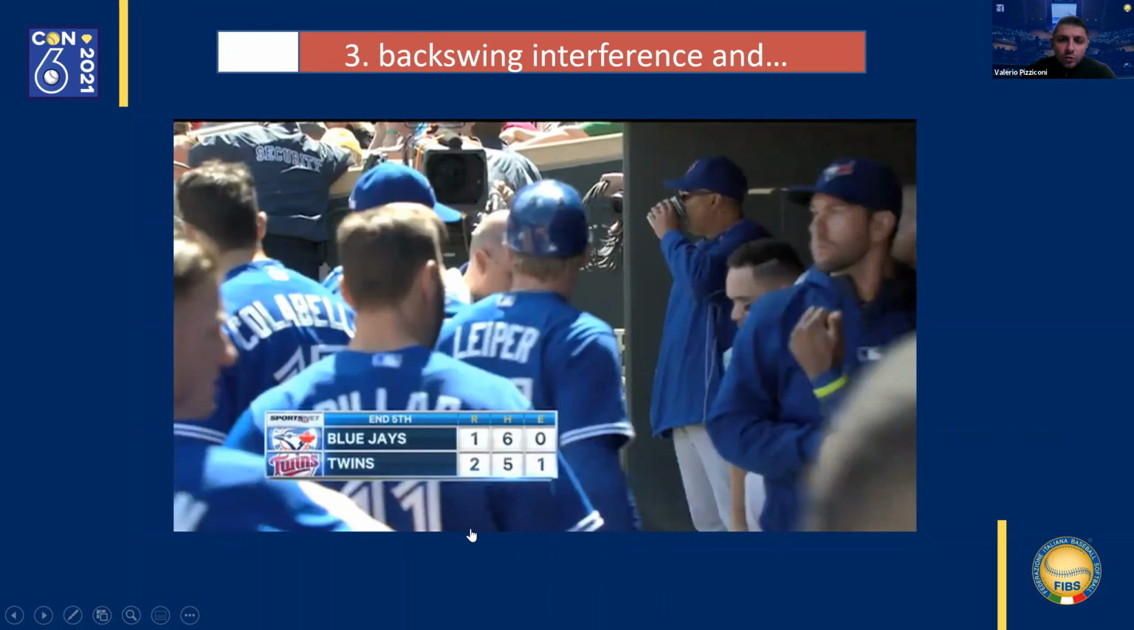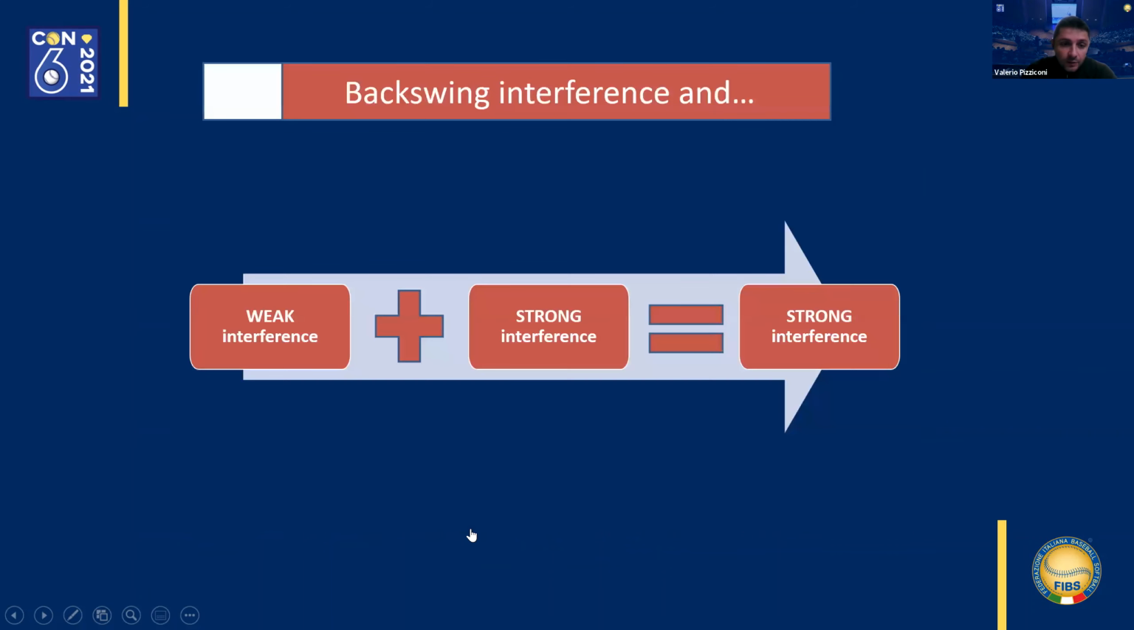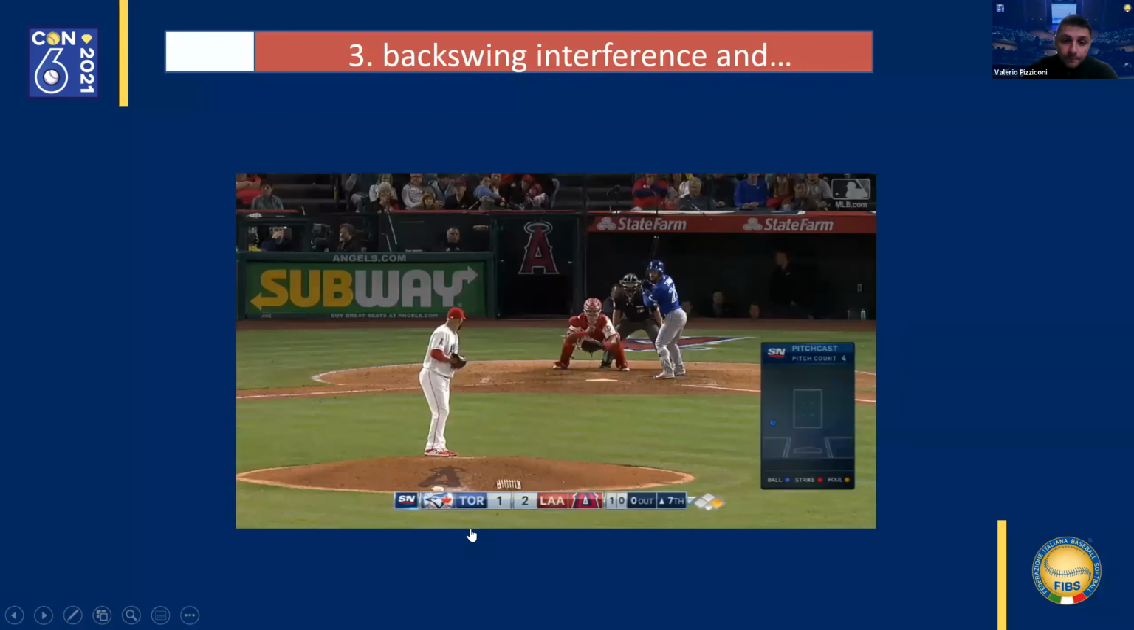Let us break down weak and strong interference. Weak interference always has interference on the part of the hitter, but because the ball is dead, we must await what proceeds. Strong interference is determined on the part of the umpire because of further actions that took place on the field. An example is as follows.